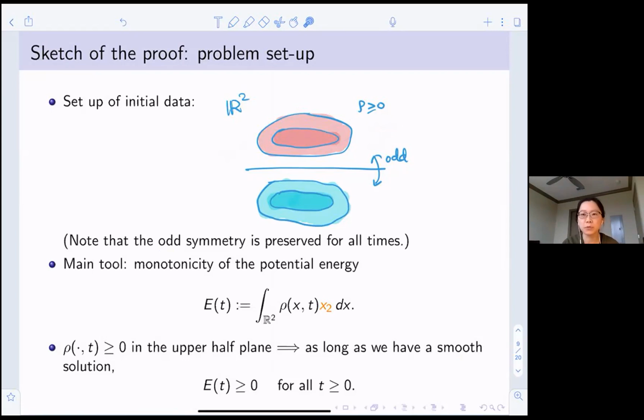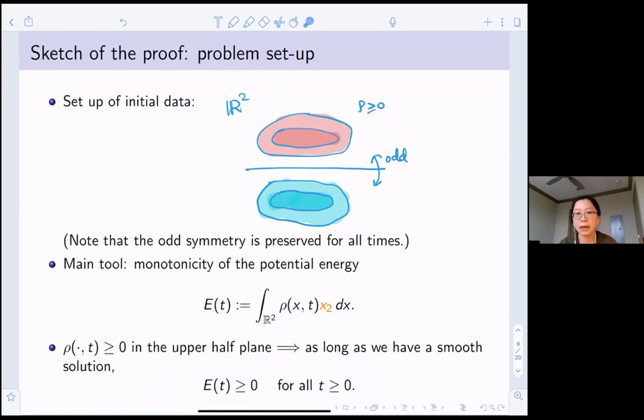So the main tool for our analysis is the monotonicity of the potential energy. The potential energy is defined by just the integral of rho times x2. First notice that because for all later times we have this odd structure, with rho positive above and rho negative below, one thing we get for free is that this potential energy E is uniformly bounded below by 0 for all later times.